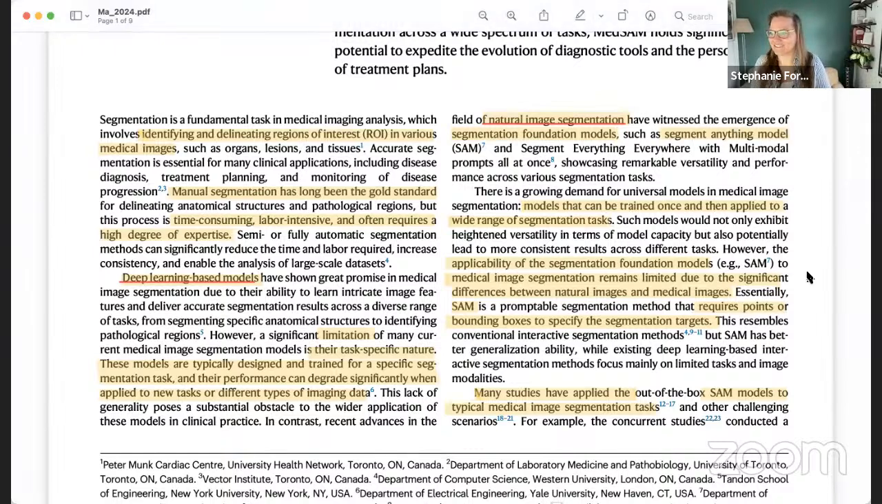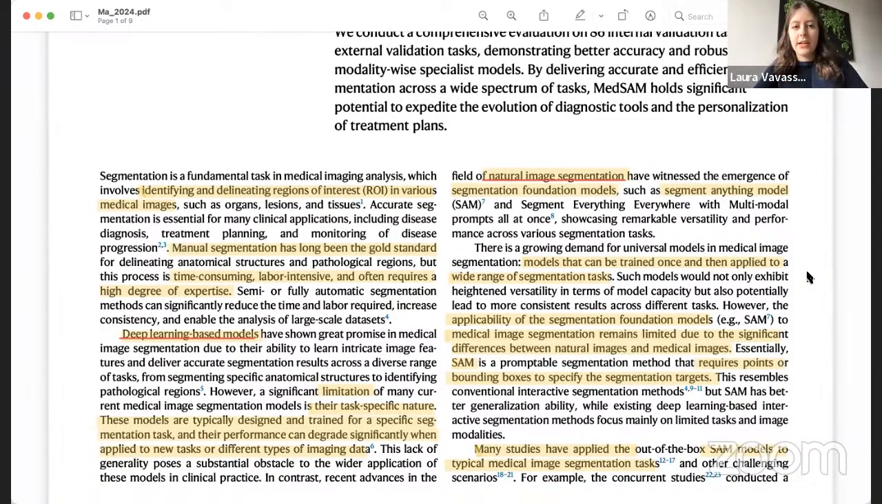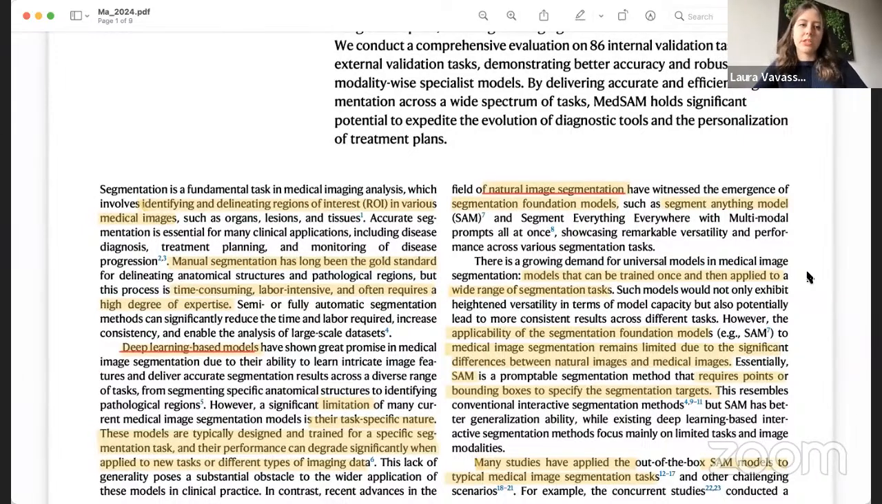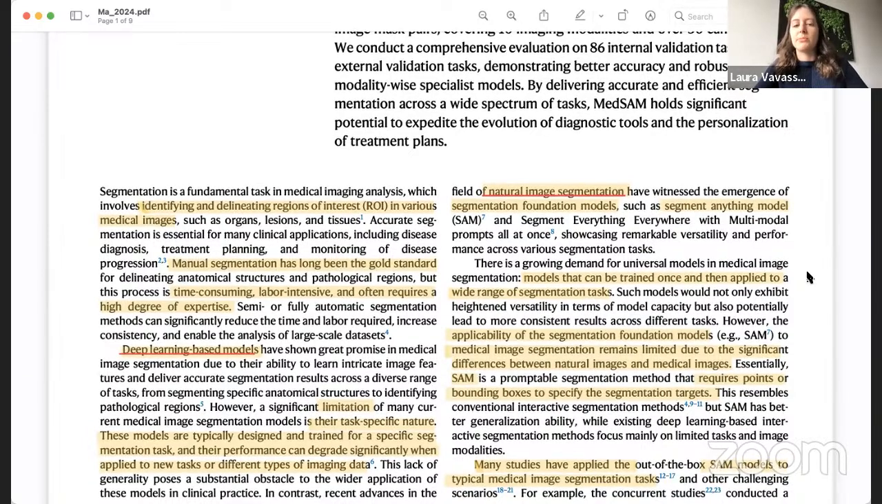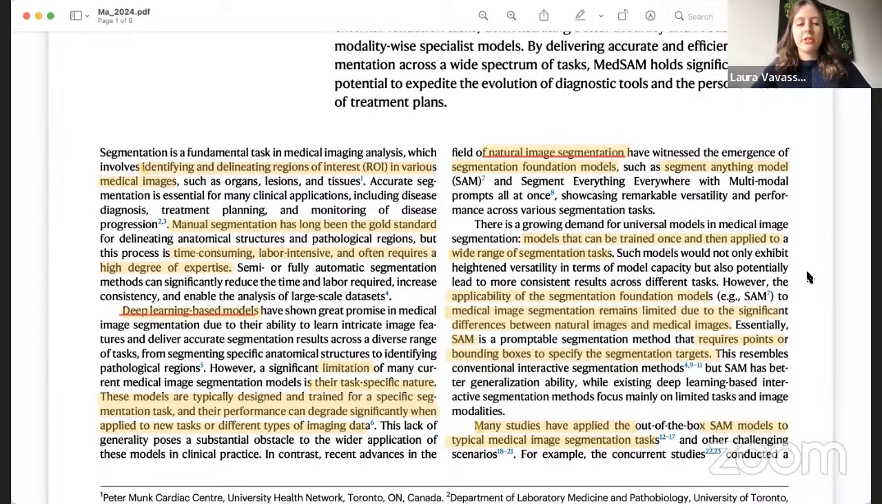Medical image segmentation basically consists in defining some regions from medical images. And these regions can represent organs or lesions, and they are very useful in the clinical practice because they are used, for example, for preoperative planning or to see the progression of a disease in time. Normally, an expert operator manually delineates these regions, and you can assume that this is a very time-consuming process that requires a lot of expertise.